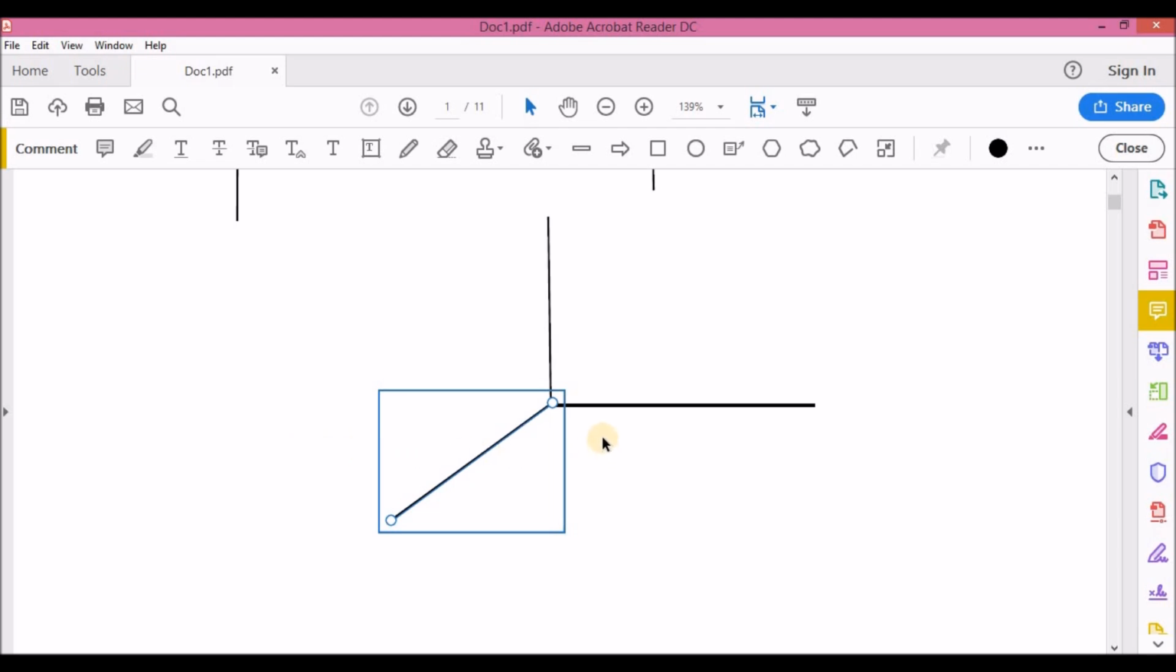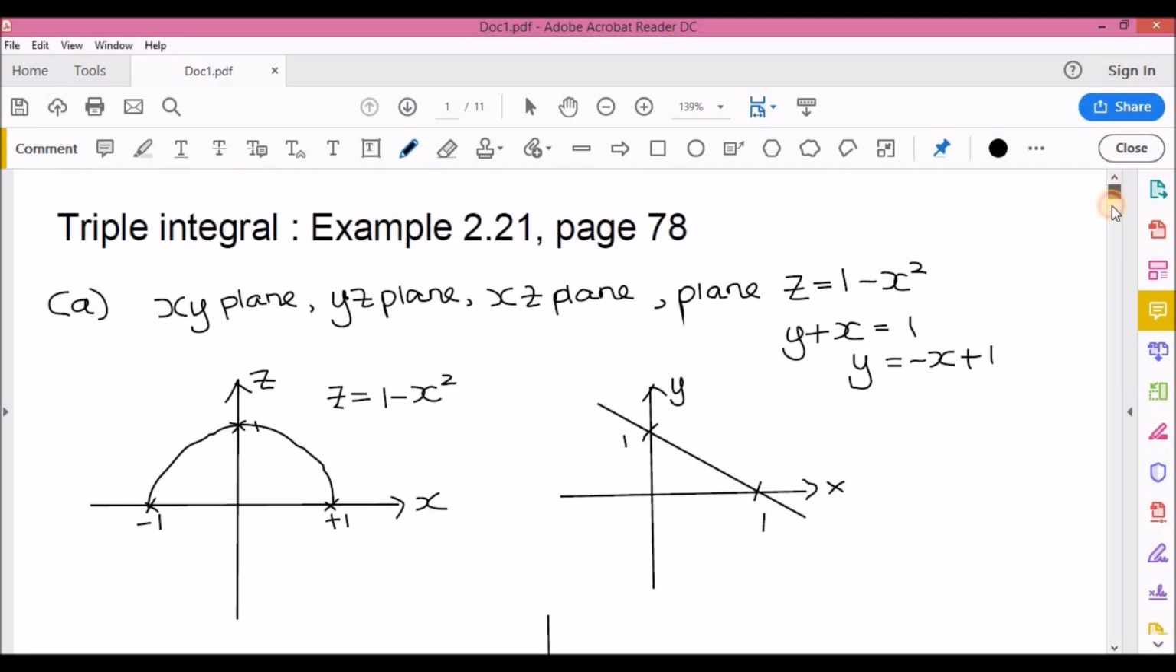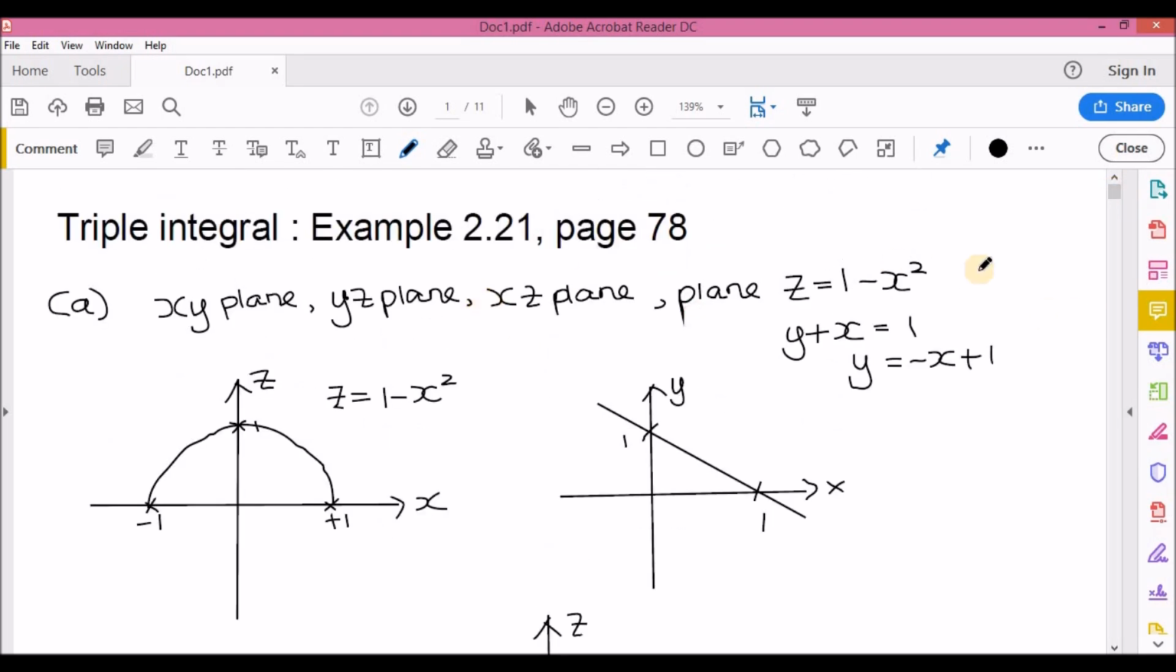The xy plane is basically a plane which is located parallel with the xy axes. This is the y, this is the x. So the xy plane will be somewhere like this, of infinite size. And the yz plane: this is the z and this is the y, so the yz plane will be something like this. Just imagine its size is infinitely big.